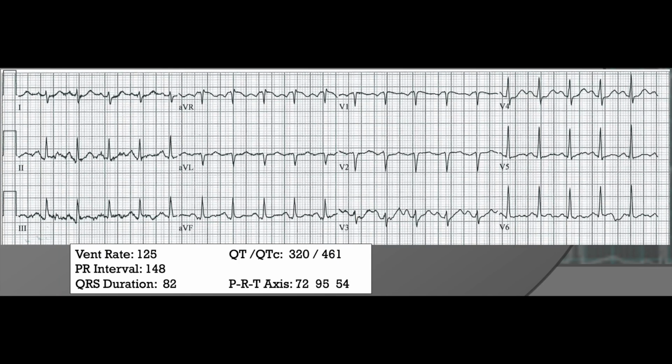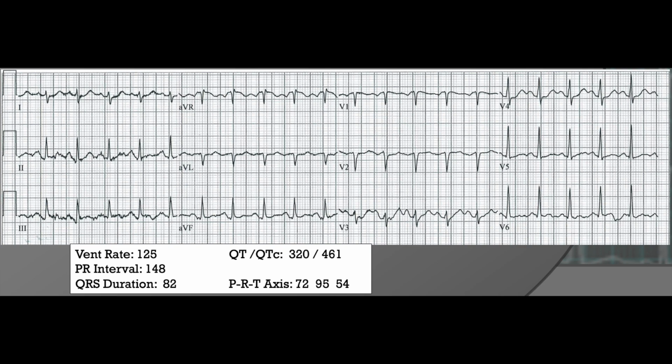Another good example here, again, start with rate. Our rate is 125. That's a pretty fast rate, okay? Not necessarily fast enough that we have to do an immediate intervention, but we're concerned about a rate of 125. We look to see if it's regular or irregular, and in this case, it marches out in a regular beat. So we have a regular rhythm at a rate of 125.